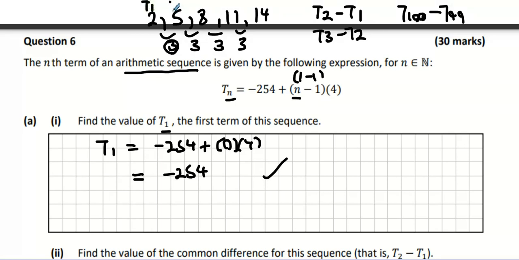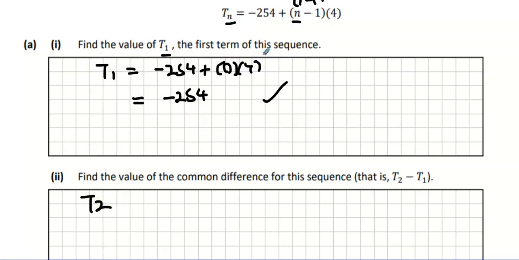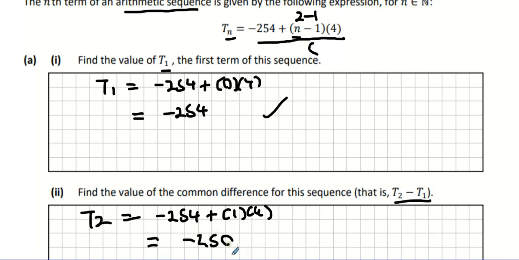So that'd be t1, t2, t3 of the sequence I gave earlier. But I'm just going to calculate what t2 is using this formula here. And then once I calculate what t2 is, I can do t2 take away t1 to find the common difference. So it's going to be minus 254 plus n, this time is 2. So it's going to be 2 take away 1, which is 1, so 1 times 4. And this answer is going to be minus 250.